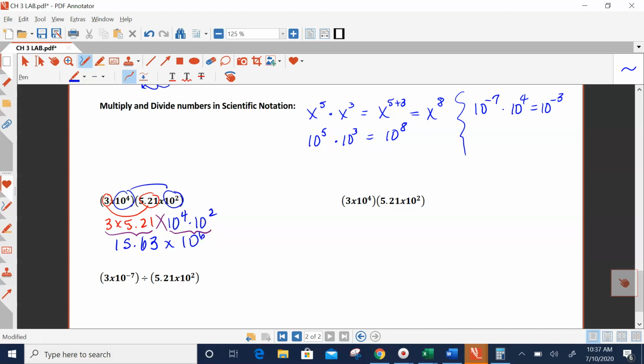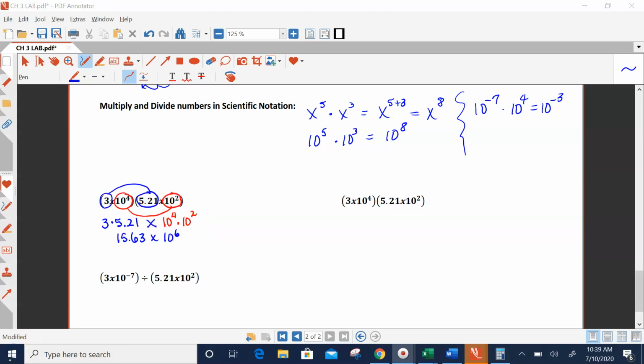Let me pause this and clean that up a little bit. I had to clean that problem up to give me a little more room. Okay, so we multiply the numbers in front together, we multiply the tens together, we end up with 15.63 times 10 to the 6th. But this format is not proper scientific notation.